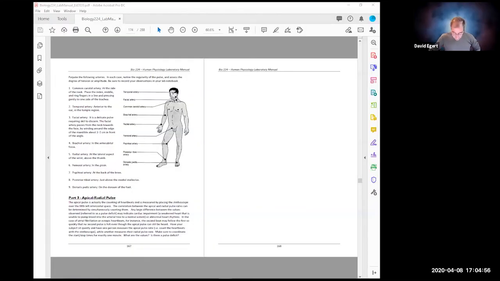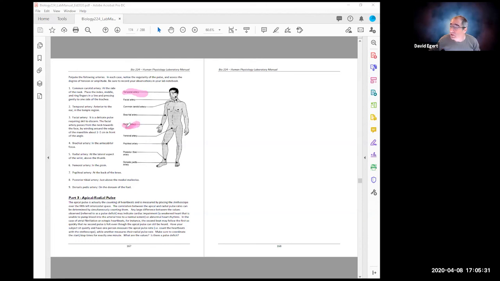Maybe I can actually share this part. Let me share screen. This is in your lab. You have this thing where it says, check the temporal artery, check the facial artery, check the common carotid. Some of these you have done in the past, so you probably don't have to do much. For the temporal artery, you're going to feel up near your temple. That's usually pretty easy to find.